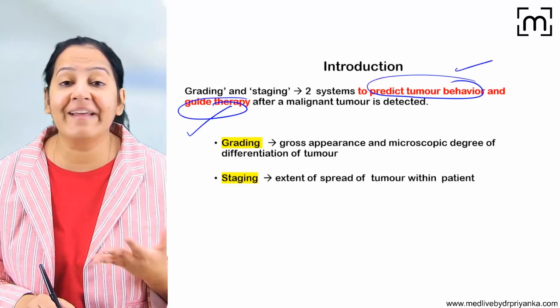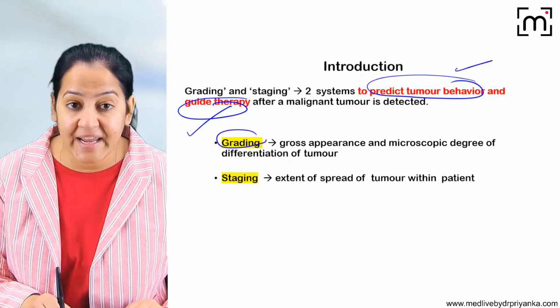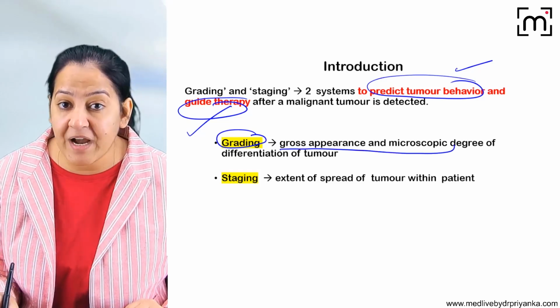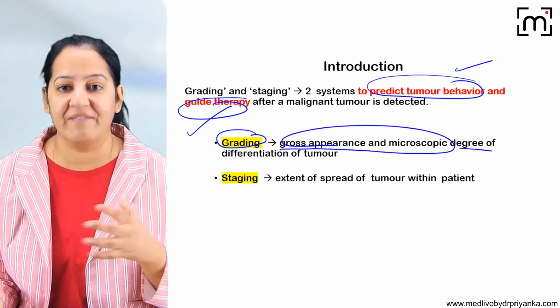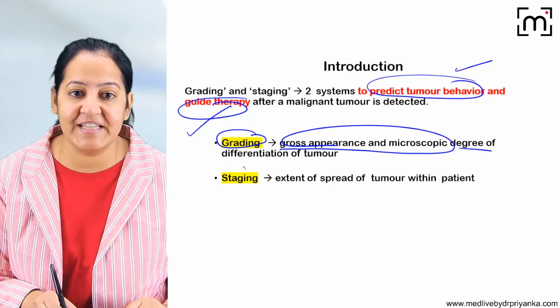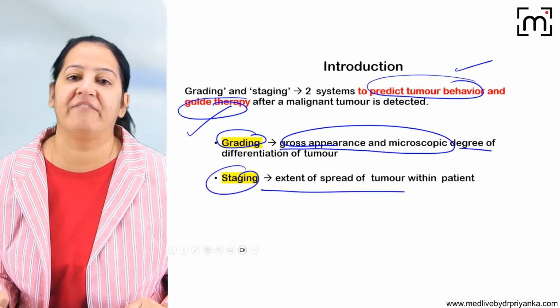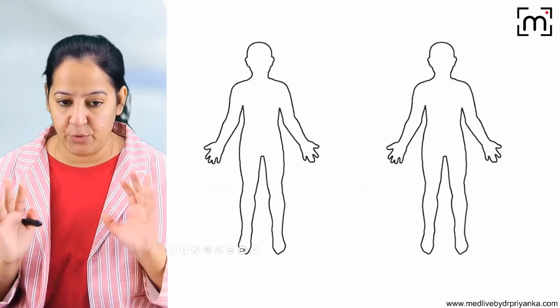So what do you mean by grading and what do you mean by staging now? Grading is the gross and microscopic appearance of a cancer based on the degree of differentiation of the tumor. I will let you know what is degree of differentiation. And staging is the extent of spread of the tumor within one patient. So let me explain you in two diagrams.